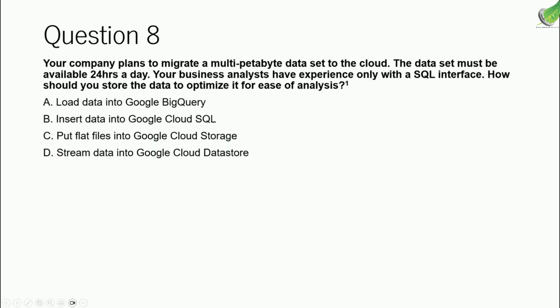Question 8. Your company plans to migrate a multi-petabyte data set to the cloud. The data set must be available 24 hours a day. Your business analysts have experience only with a SQL interface. How should you store the data to optimize it for ease of analysis? A. Load data into Google BigQuery. B. Insert data into Google Cloud SQL. C. Put flat files into Google Cloud Storage. D. Stream data into Google Cloud Datastore.